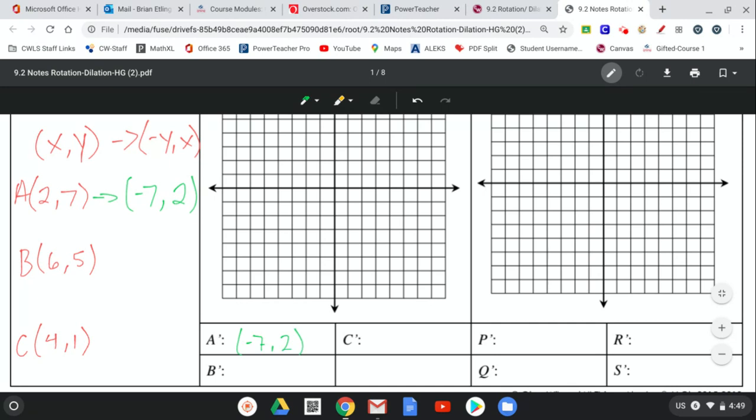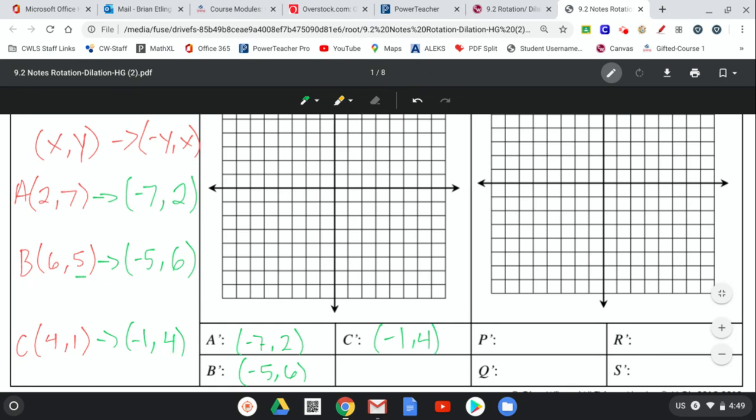All right. Then for B, it's going to be negative 5, 6, because we're changing that Y coordinate, putting it in the first position, making it negative, moving the 6 to the second position. So for B, it's going to be negative 5, 6. And then lastly, for C prime, that changes to negative 1 because that was a positive 1, and then we move that 4 into the second position. So those are the coordinates for A prime, B prime, and C prime.